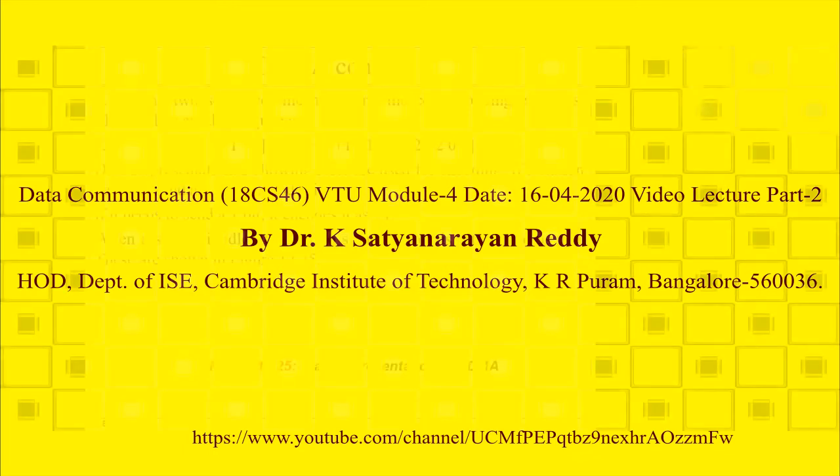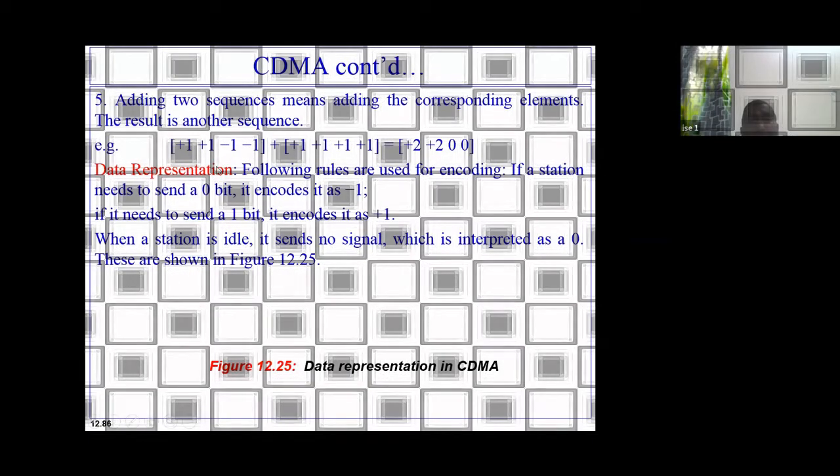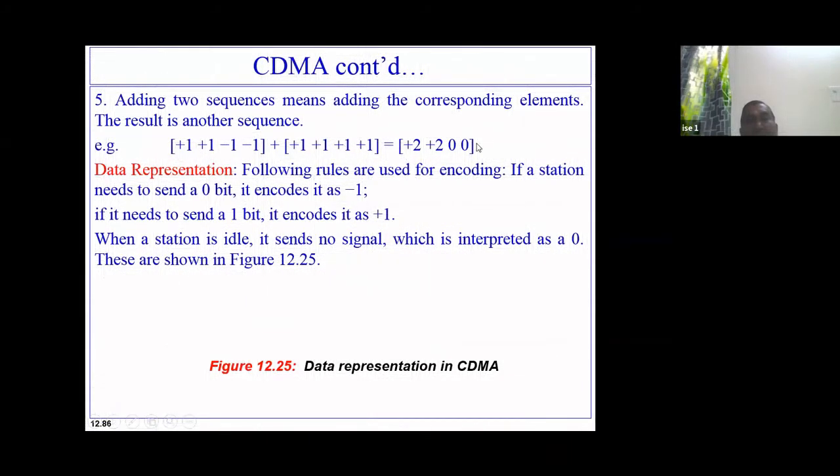Similarly, we have seen the concept of this thing. If I add two chip sequences, what is the result I am going to get? It is C3 plus C1. If I want to see the result, plus 1 plus 1, I'll be getting plus 2. This plus 1, I'll be getting plus 2. This is minus 1 plus 1, I'll be getting 0. And minus 1 plus 1, I'll be getting 0. So have you understood this result? How exactly I have added and got the result?